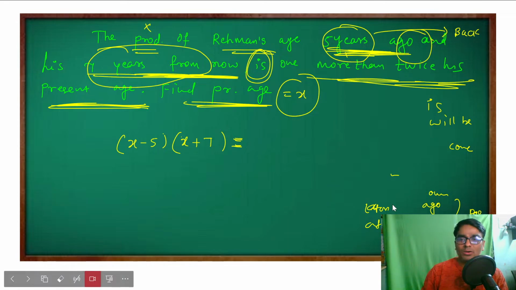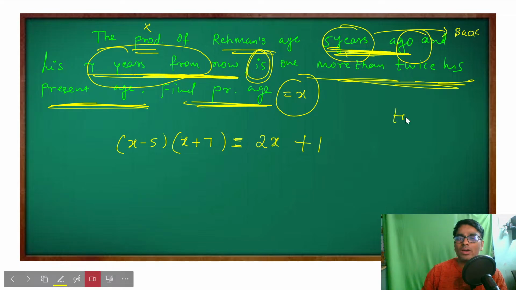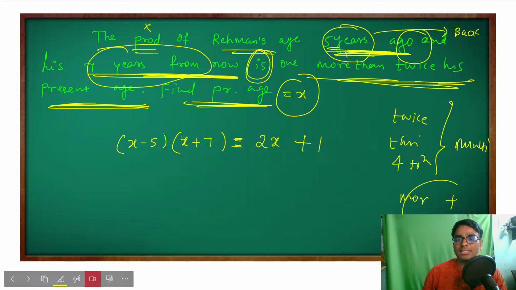Now, is, one more means what? Plus one, you should write, one more. Twice is percentage, one more than the twice is percentage. Twice, thrice, four times, these are all multiplication. More, less is plus, minus. Remember all this is your equation. Just solve this, now you'll get the x value.